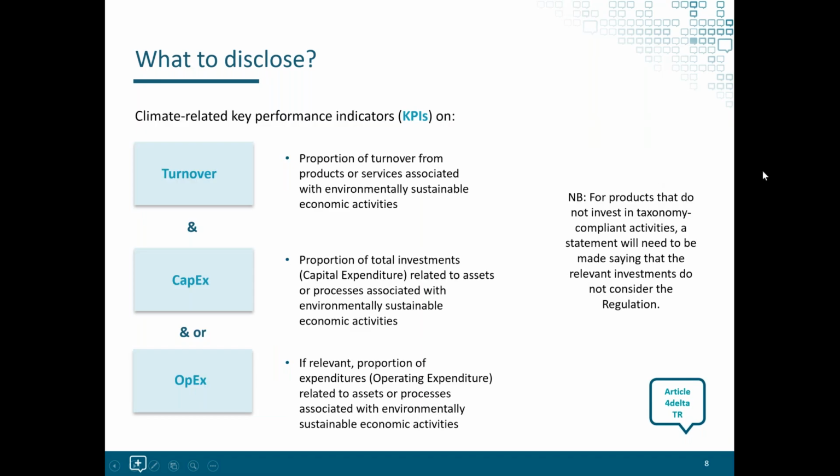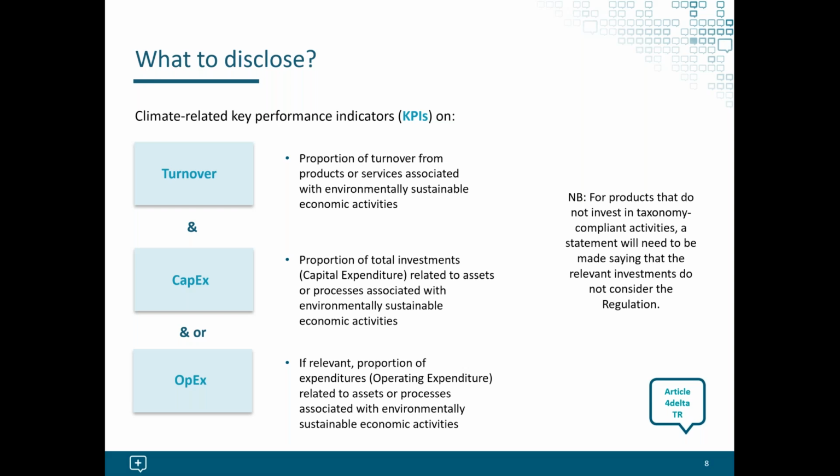So next, let's turn to what it is the EU wants the users of the taxonomy to disclose. And this consists of KPIs on the proportion of sustainable economic activities in relation to turnover, capital expenditure or CapEx, and or, if relevant, operating expenditure or OpEx. So a company should break down in percentages their revenue from sustainable activities.